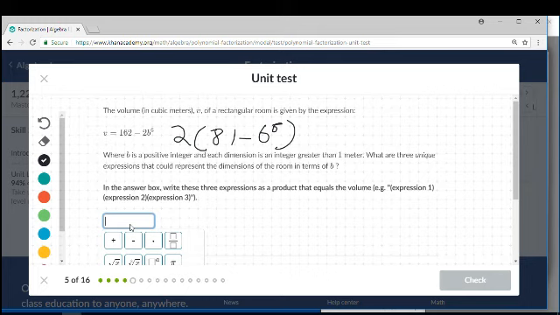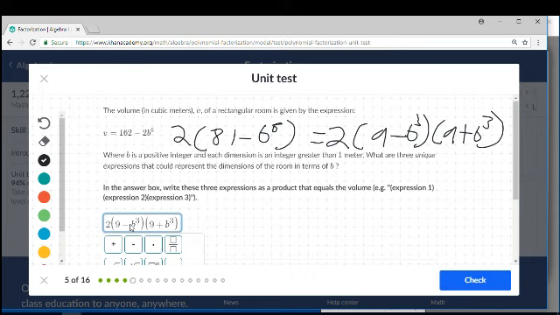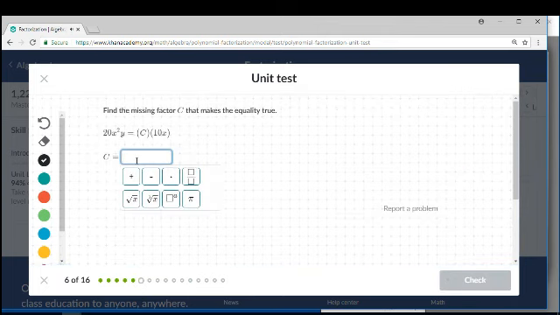And then 81 minus b to the 6th, that can be equal to 2 times 9 minus b cubed, 9 plus b cubed. So 2 times 9 minus b cubed and 9 plus b cubed. All right.